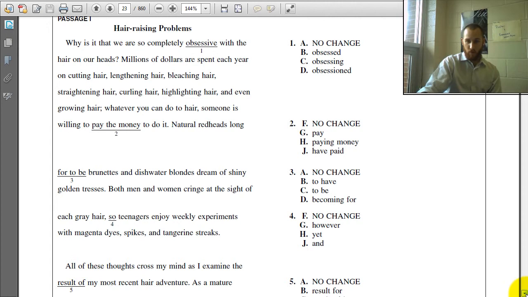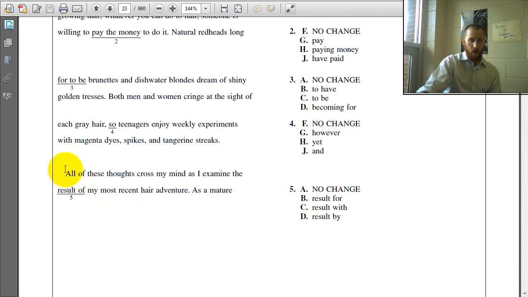And the last one that we're going to address in this: all of these thoughts cross my mind as I examine the results of my most recent hair adventure. Our options are, once again, no change, result for, result with, result by. The best answer is A. The correct preposition to use here is of.